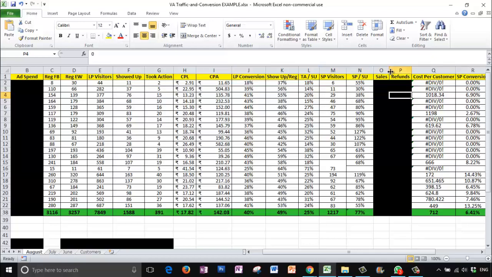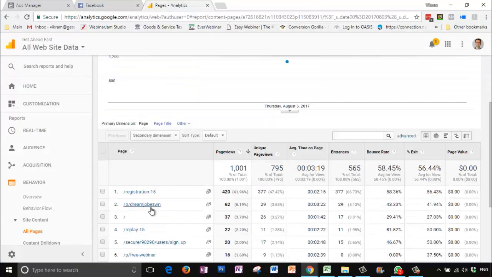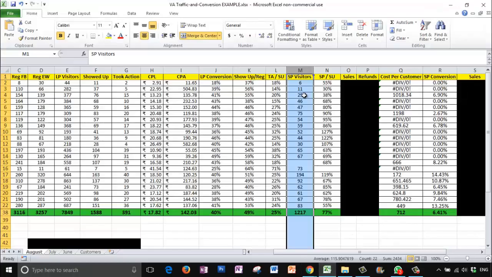So now that I've got that, I know, for example, how many people have landed on my sales page, which is really this column here. And as I mentioned, this data comes from Google Analytics. This is my sales page. Once I know that, on that particular date, I look at how many sales I had, and I immediately know a couple of things. One is, at what rate did my sales page convert?